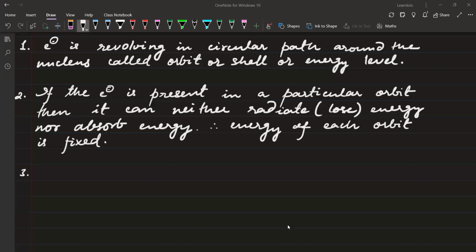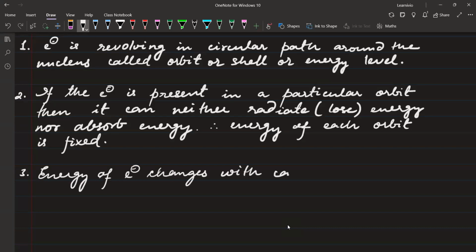And the third point is energy of electron changes with change in its orbit. ठीक है, अभी तो बोल रहे थे एनर्जी चेंज नहीं होगी, अभी बोल रहे एनर्जी चेंज होगी. बोल साहब ने सही लिखा है, वो हम लोग बताएंगे, वो हमारे समझने की थोड़ी सी कमजोरी है. ठीक है, but I will explain.